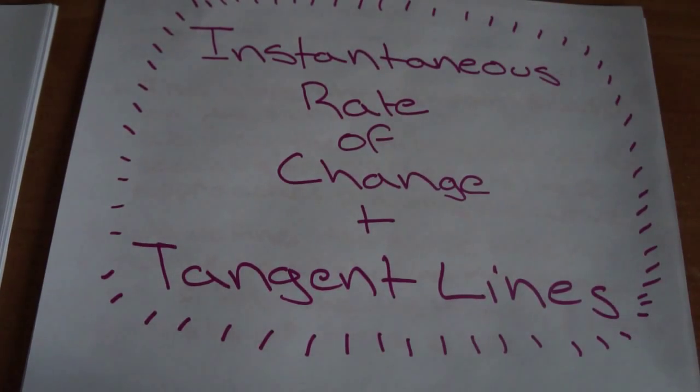Today we're going to discuss instantaneous rate of change and tangent lines. Now, we define the rate at which the value of the function y equals f of x is changing with respect to x at any particular value x equals a to be the slope of the tangent to the curve y equals f of x at x equals a.